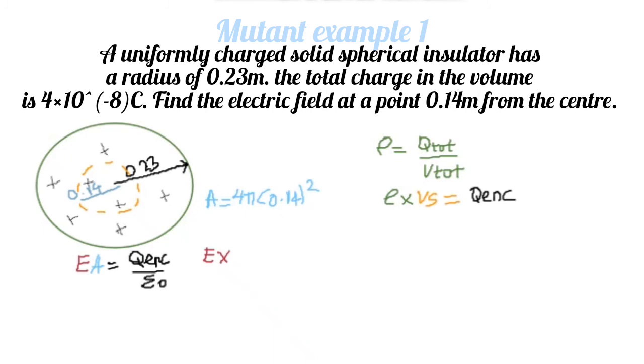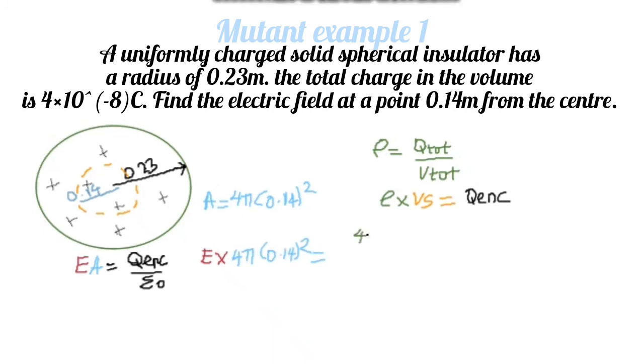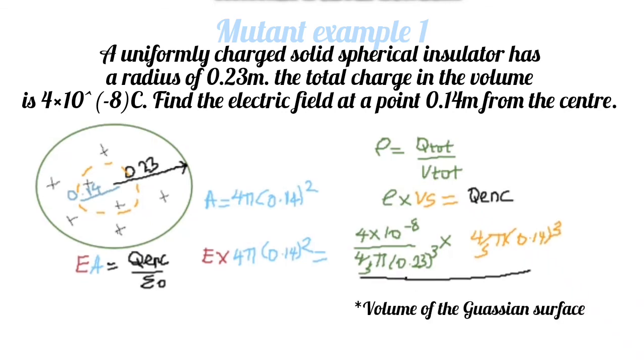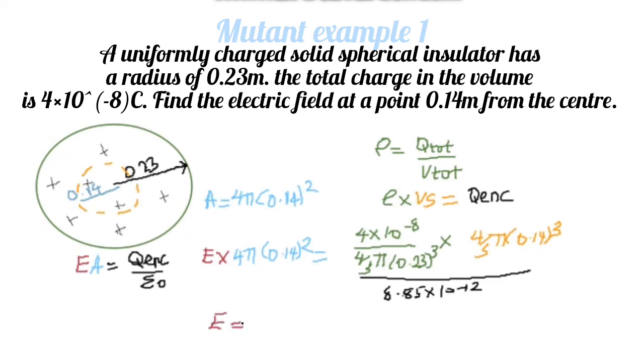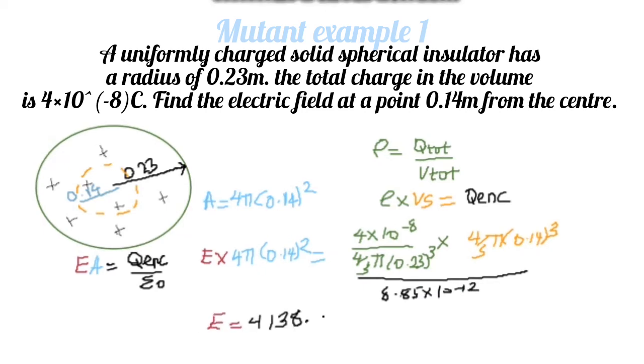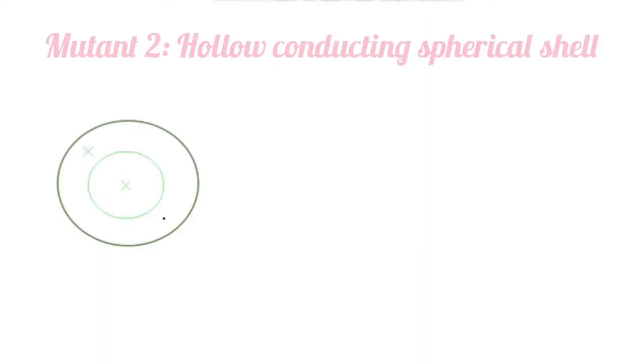If we multiply the volume charge density by the volume of our Gaussian surface, we'll get the charge enclosed by the Gaussian surface. So E times 4 pi 0.14 squared is equal to 4 times 10 to the power minus 8 over 4 over 3 pi 0.23 cubed, that's the volume charge density, times 4 over 3 pi 0.14 cubed, that's the volume of the Gaussian surface, all over epsilon naught. You can go ahead and solve it and you get 4138.6 newton per coulomb.